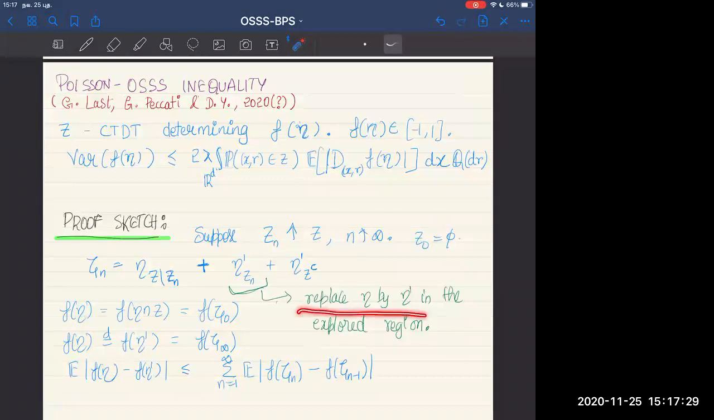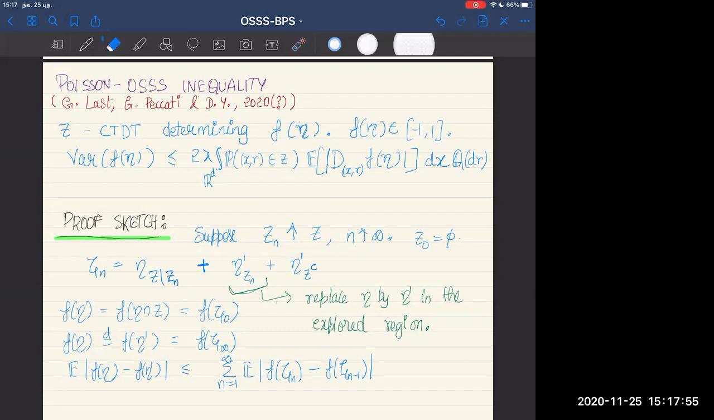every time I explore a region eta, I explore some Zn. Suppose I can construct it by a discrete sequence. Instead of continuous, take the restriction of Zn converging to Z. That is a discrete exploration procedure, not a continuum exploration. Then whenever you explore Zn, you replace eta inside Zn by an independent copy eta prime.